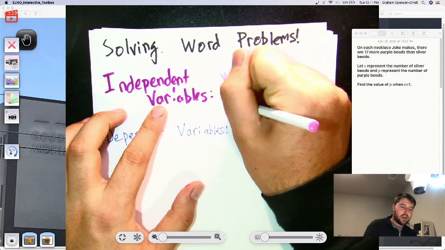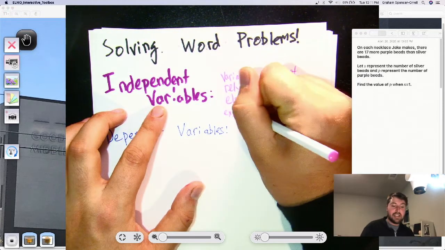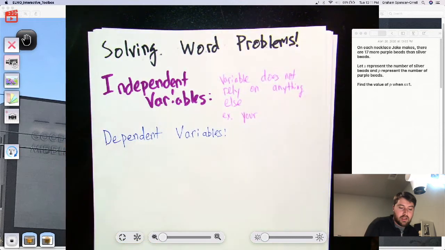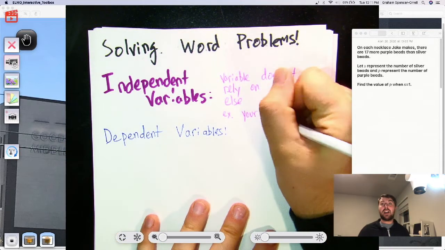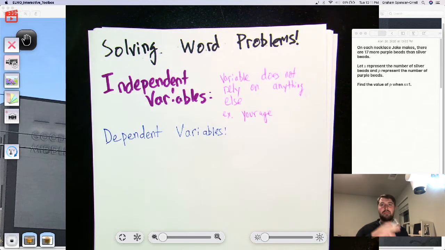So examples are your age. How old are you? That is your age. How much money you have in your pocket. Does not matter about anything else, just how much there is. How many pages you read this week. That is an independent variable. It doesn't depend on anything else. It's standing alone. The other side of things are a dependent variable.